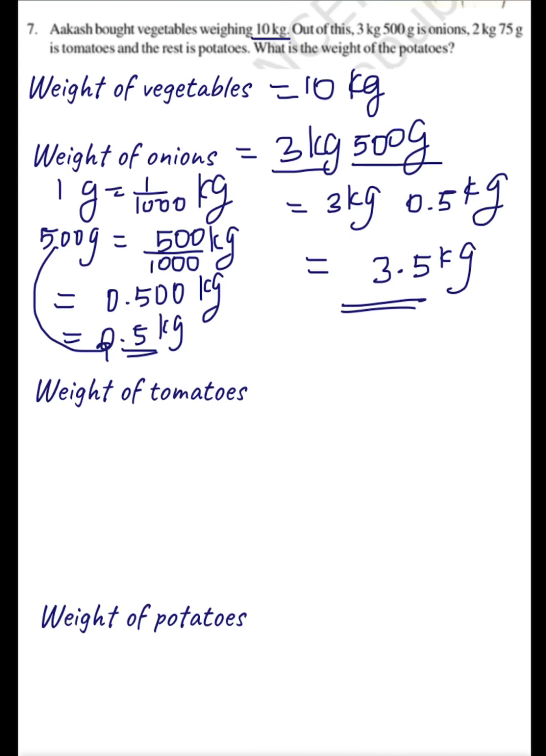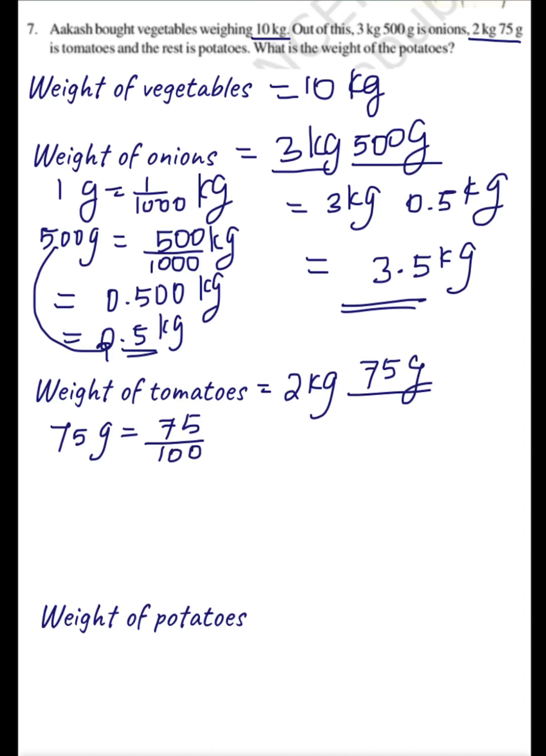Now what is given? Weight of tomatoes. Weight of tomatoes is given as 2 kilogram 75 gram. So let's write it, 2 kilogram 75 gram. Now we need to convert this 75 gram to kilogram. So 75 gram will be equal to 75 by 1000 kilogram. So what is 75 by 1000? When you divide, you can see that it will be equal to 0.075 kilogram.